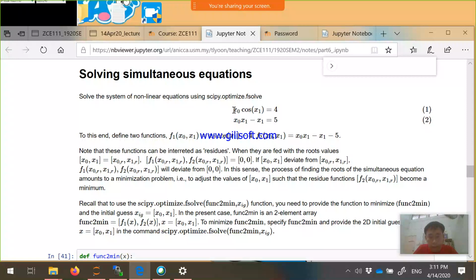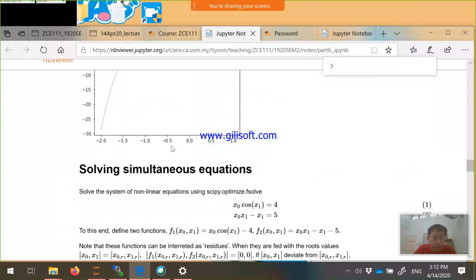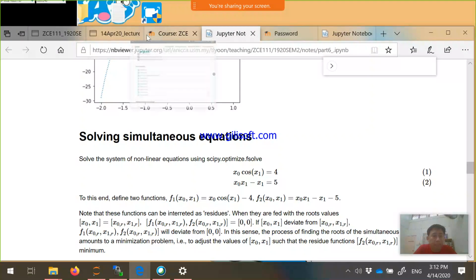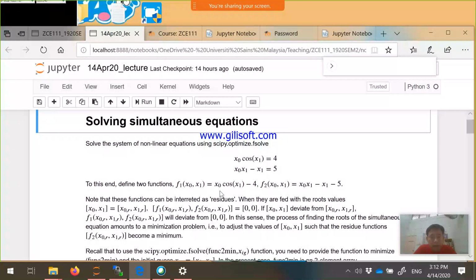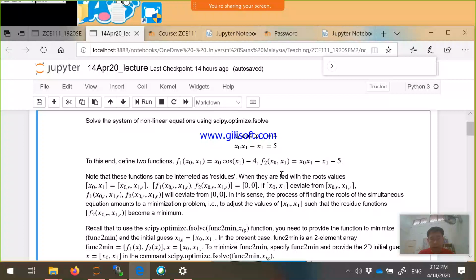Now say you have two equations: x0 plus x1 equals 4, and x0 x1 minus x1 equals 5, and you want to find out the solution for this set of equations. This is what we call a set of simultaneous equations. Today we are going to learn how to do this. You refer to this part of the lecture online. I'm going to use my own version of equations that I'm going to work on, so you can try to follow along.